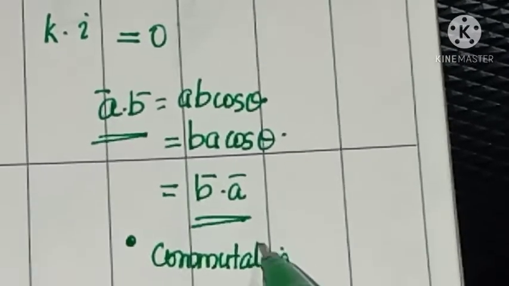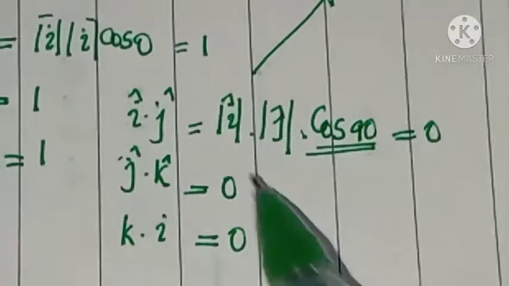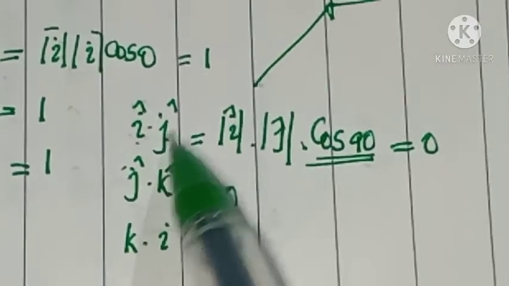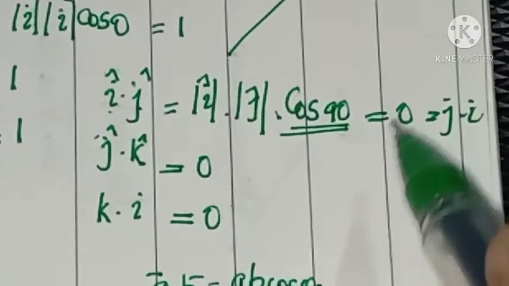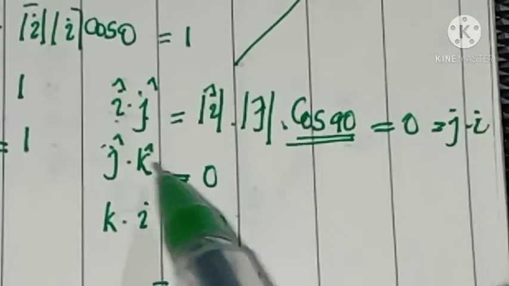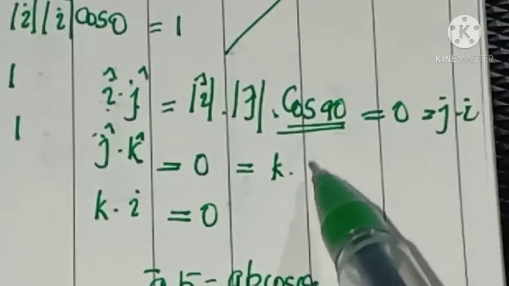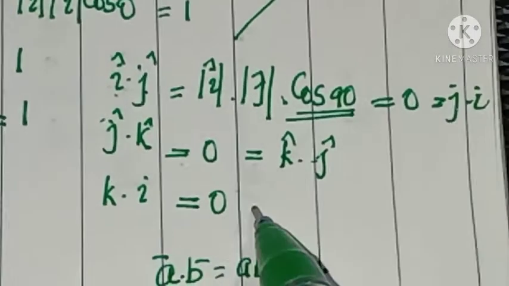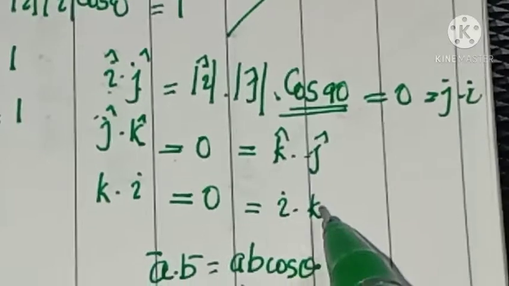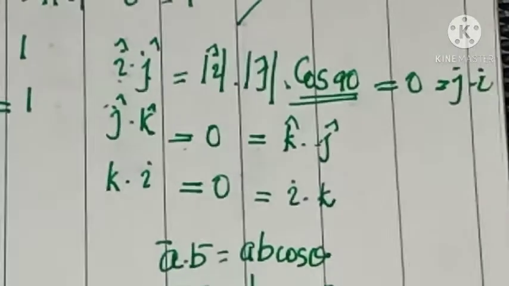Scalar product is commutative. So in this case, i dot j is the same as j dot i. Both are equal to 0. j dot k is the same as k dot j. Both are equal to 0. Similarly, k dot i is equal to i dot k is equal to 0.